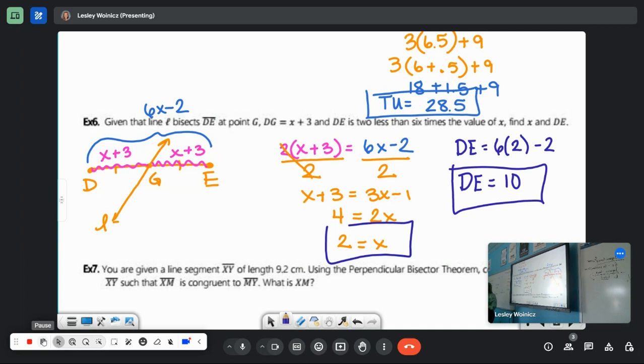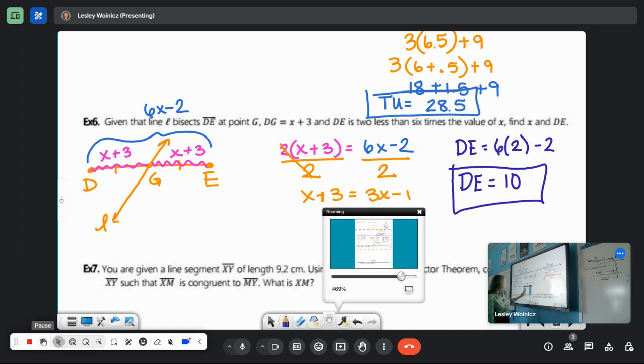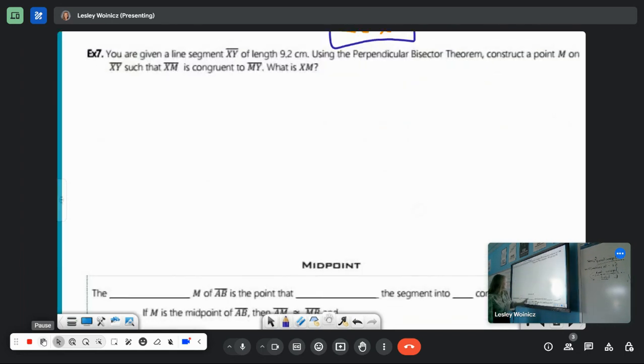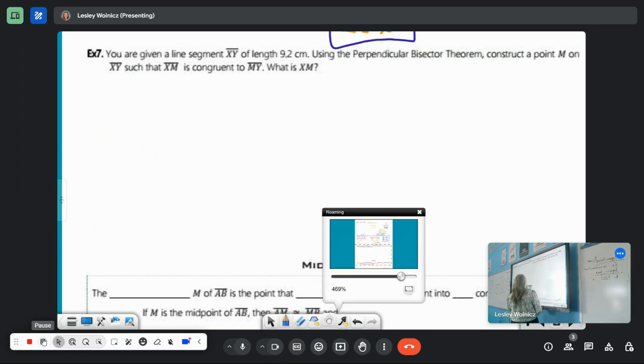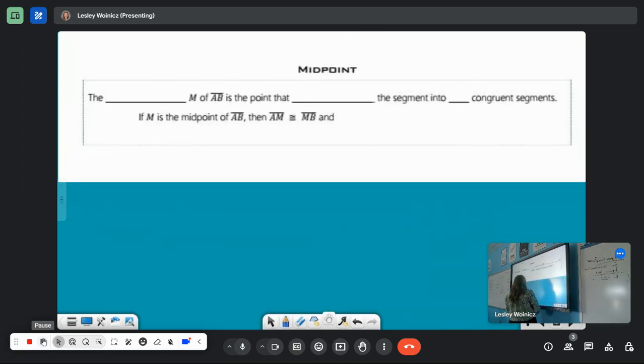So what's DG? Five. What's GE? 5. That's fun. You can plug them in and make sure they work, right? That's how you know you did it right. Okay, we've already done a perpendicular bisector construction, so we're going to skip this one. If we need to do another one later, we'll come back to it. You ready? We're going to see if we can finish up for today.